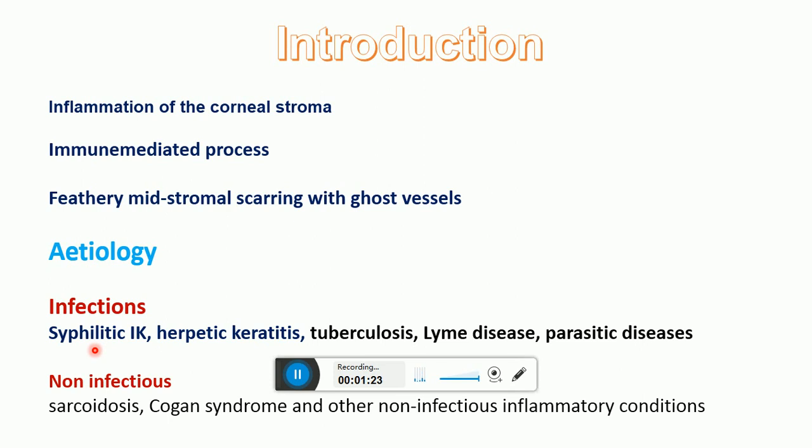There is a wide range of causes, including herpes simplex, varicella zoster, and other viral infections, tuberculosis, Lyme disease, and other infections. Parasitic diseases are an important cause in areas where these are endemic. Also sarcoidosis, Cogan syndrome, and non-infectious inflammatory conditions. So it may be infectious and it may be non-infectious. Among infectious causes, syphilis is the most common.